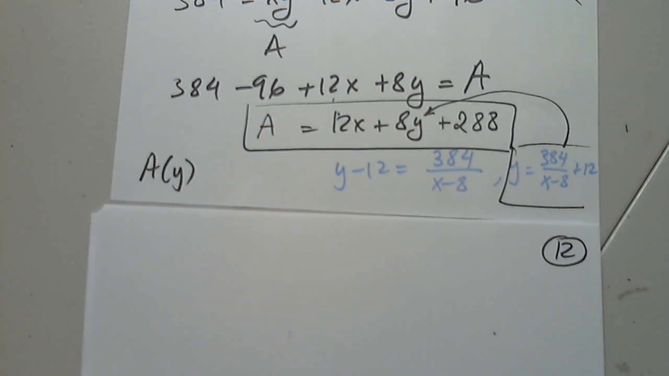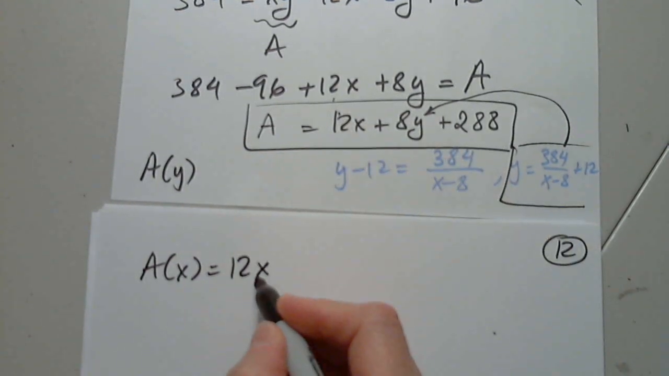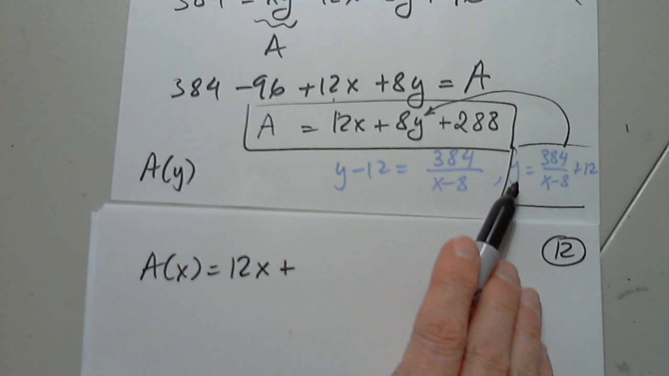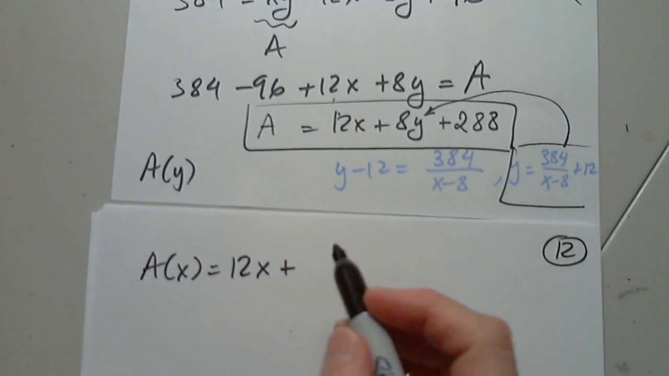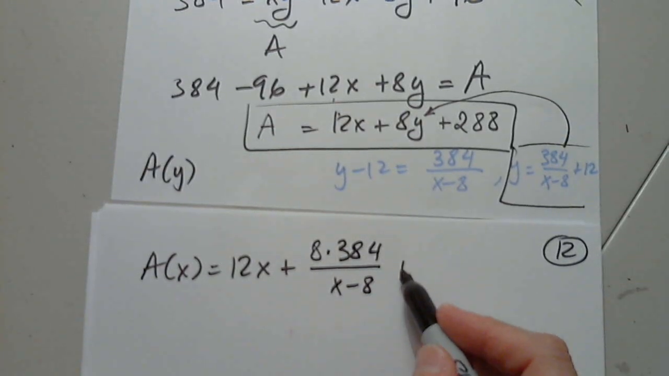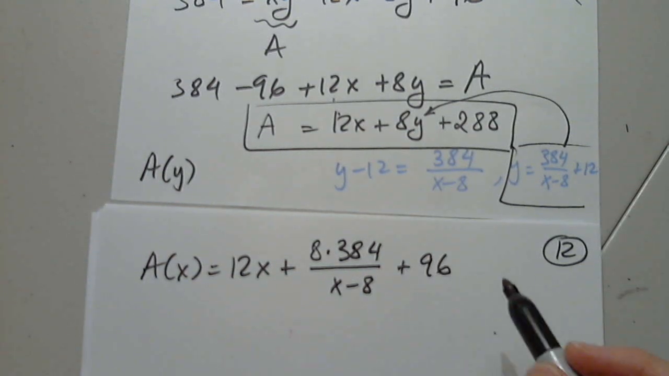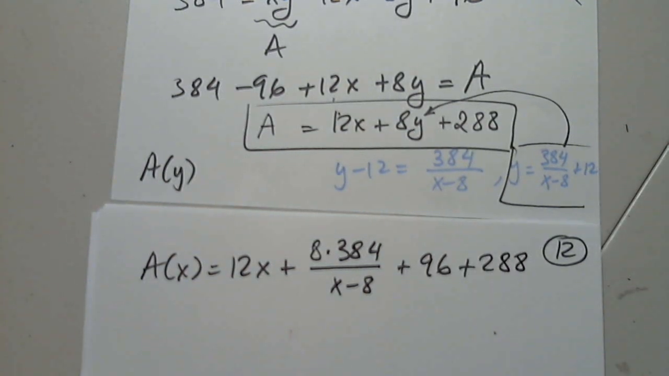Okay, good. So let's put it back in, and now that we have a function of x, all we need to do is differentiate it. So now this becomes a function of x. I have 12x plus 8 multiplied by this. So 8 times 384 over x minus 8, plus 8 times 12, 96, plus 288.